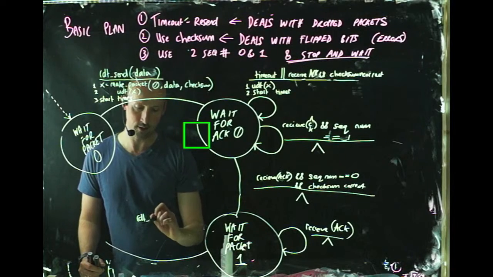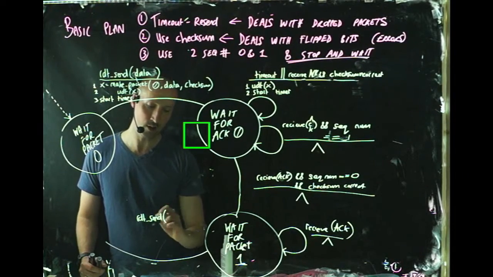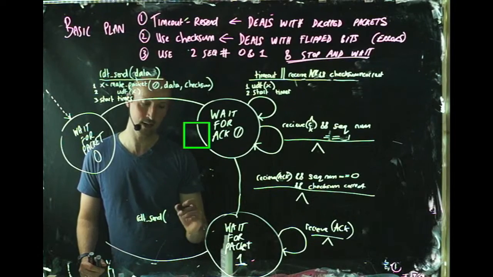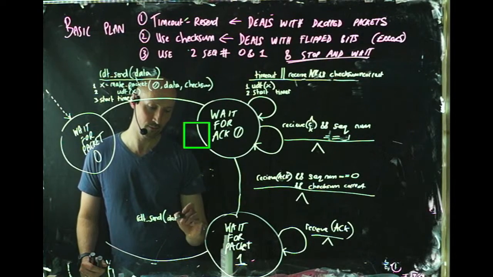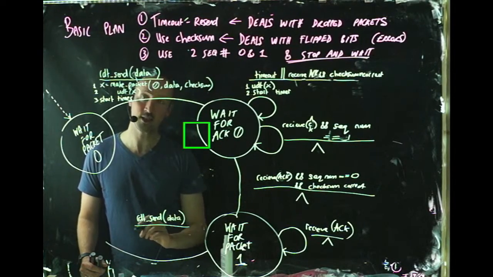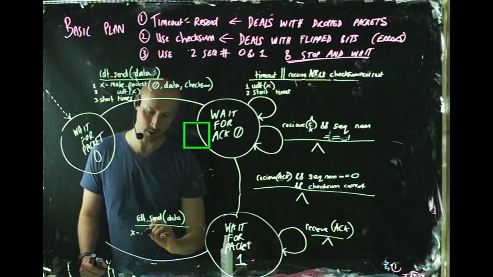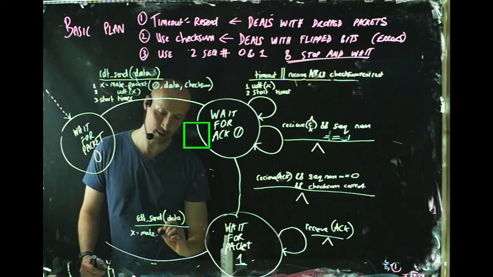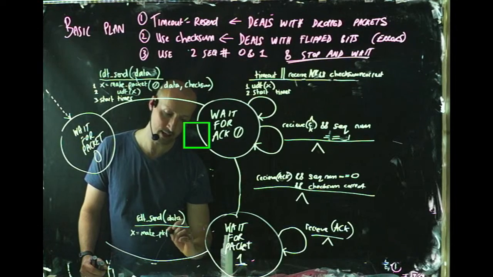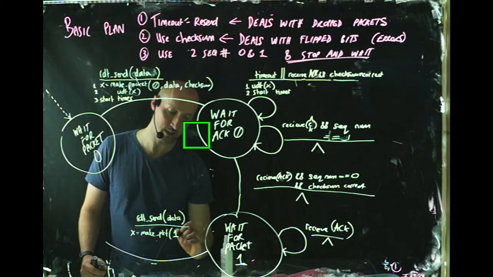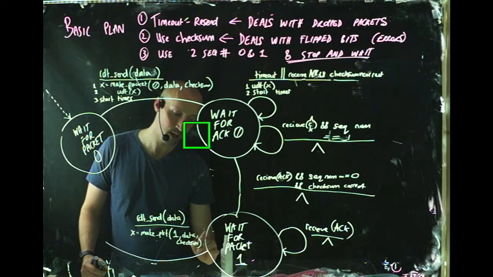RDT. This is the event that happens: I want to reliably transfer some piece of data, new data. What are the actions I take? I make a brand new packet, so this time I'll just say x is equal to, exactly the same line as above, make packet, put sequence number 1 on it this time, put my data inside it, and of course calculate my checksum and include that inside the packet as well.